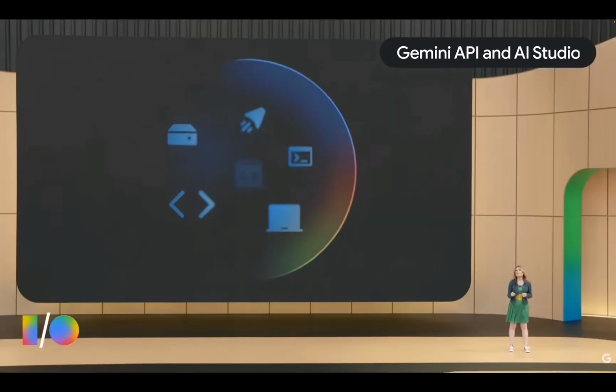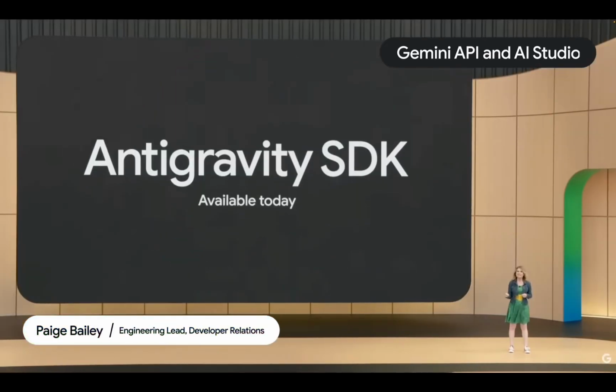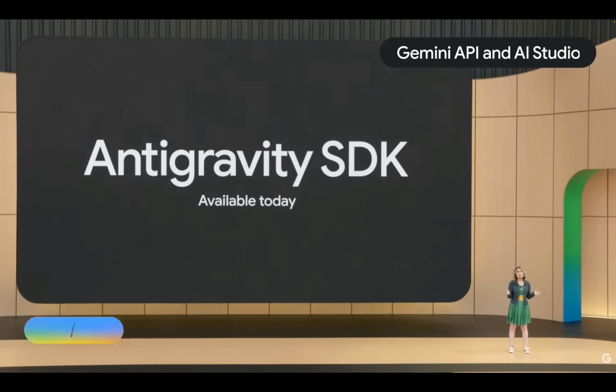Today, we're launching the Anti-Gravity SDK. It gives developers and researchers the exact same agent harness optimized for Gemini, but with the ultimate flexibility to run it wherever and however you want.